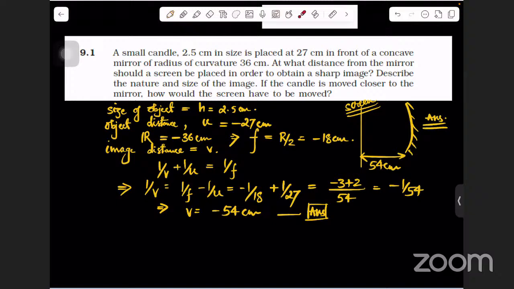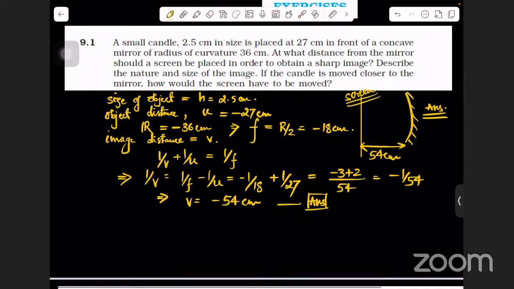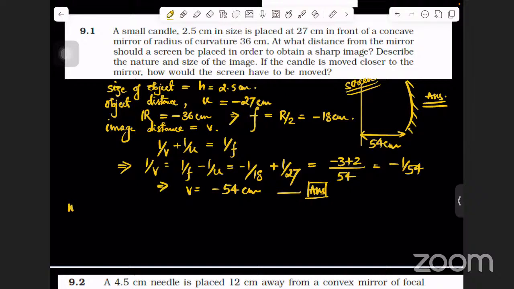Next part of the question. Describe the nature and size of the image. Nature means if it's erect, inverted, real or virtual, like that. The nature of the image and the size of the image. We have been given the size of the object. So in comparison to that, what would be the size of the image? We have to describe that. So for that, it's pretty obvious, right? We have to find the magnification first, right?